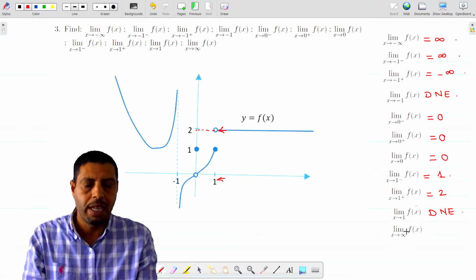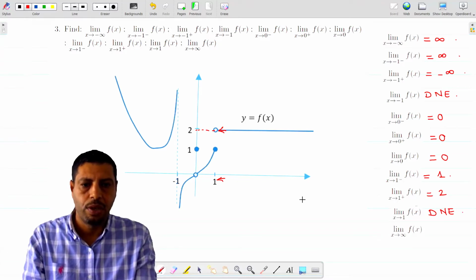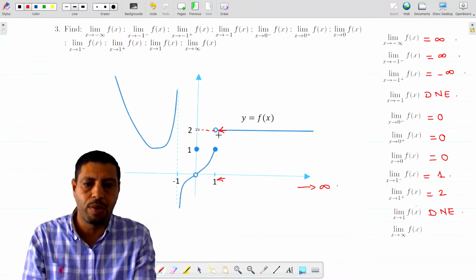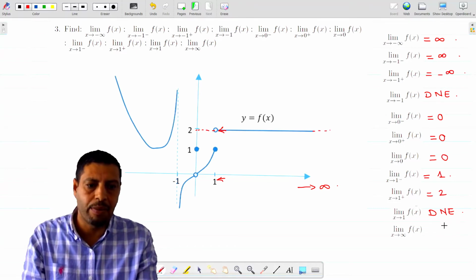The last limit to compute is the limit at infinity. You try to increase your x infinitely here, and if you look at the graph, it's constant. Starting from x equals 1, the function is constant. So the limit at infinity will also be equal to this constant. It's equal to 2.